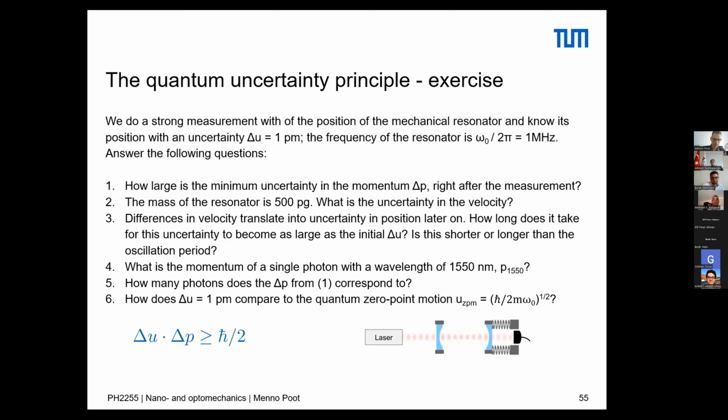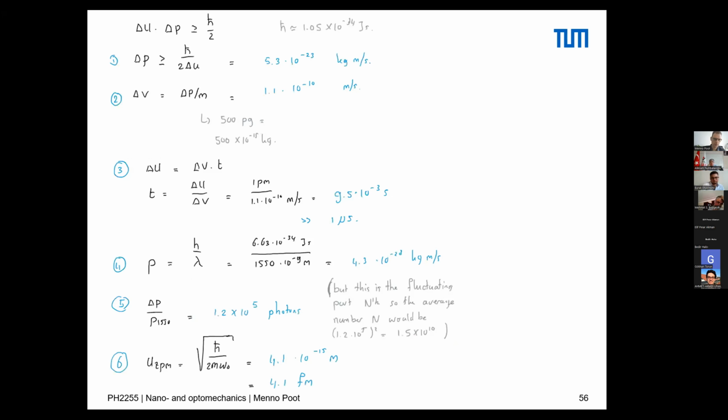So we have those 6 different questions, and the answers to the questions are listed over here. In this case, the very first question was to see what is the uncertainty in the momentum, and we can directly use the Heisenberg uncertainty principle. We have to fill in the numbers, in this case h bar and also delta u, and when you do that, we get here 5 × 10⁻²³ kilogram meters per second. That of course sounds like a very small number, but it actually corresponds to a lot of photons, as we'll see later on.